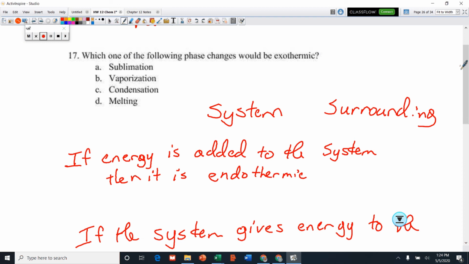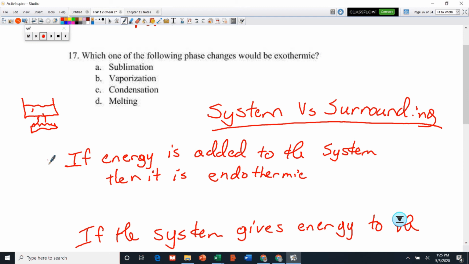What I need you to know is the concept of system versus surroundings. The system is the object you're observing, and the surroundings is everything else. If I have a pot of water and I put a fire underneath it, I'm adding heat to the water. If energy is added to the system, then it is endothermic. So as we add heat to the water, causing it to boil, that is endothermic.